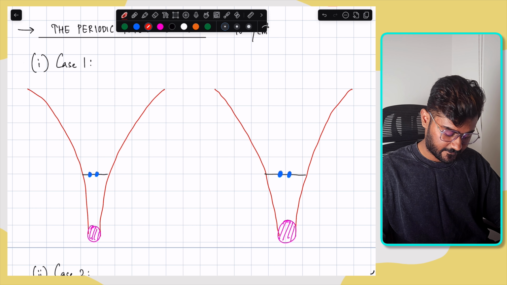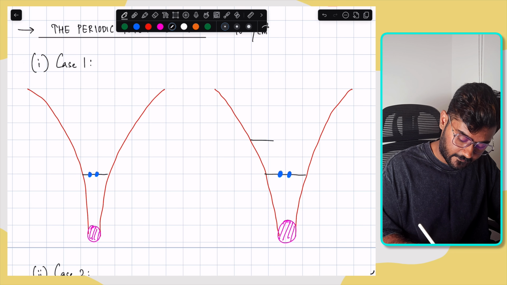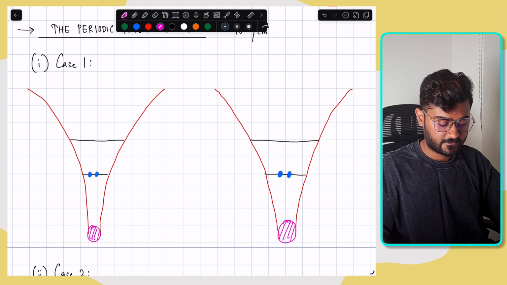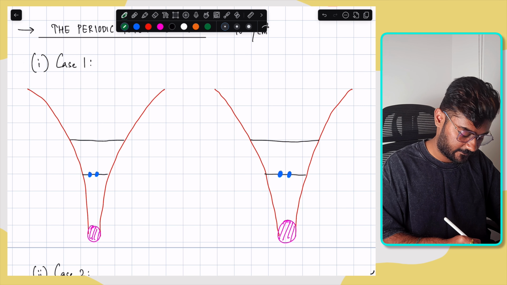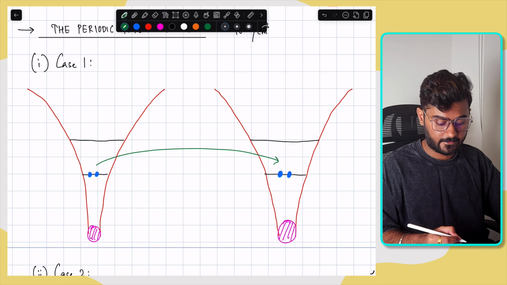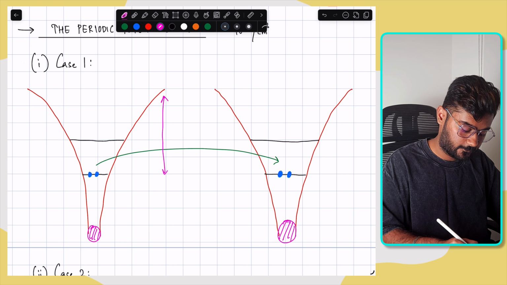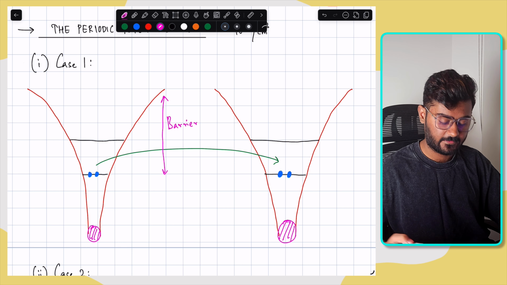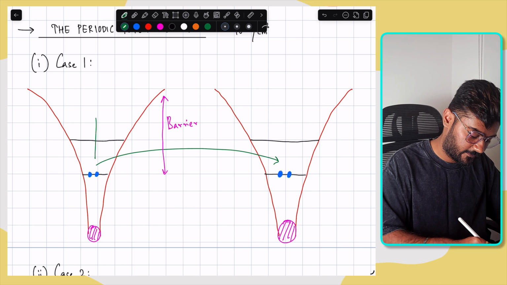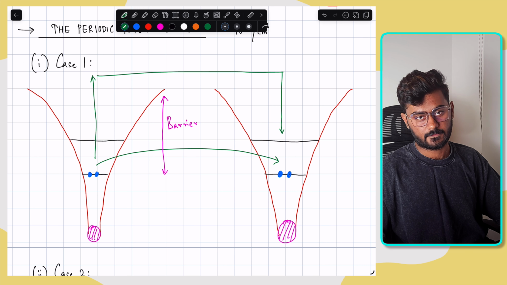So by looking at these energy levels, there are a few observations that we can make. Let's say we have this empty orbital as well for these two atoms. The first observation is, for the electron to move from this atom to this atom, it cannot directly tunnel through this energy barrier. There is an energy barrier that the electron has to overcome in order to move to the other atom. So the path for the electron to take would be something like this. It has to first cross this energy barrier, then it has to move into this empty orbital.